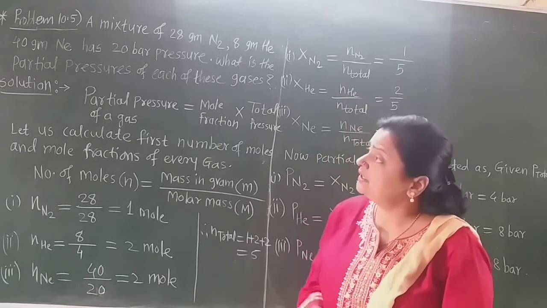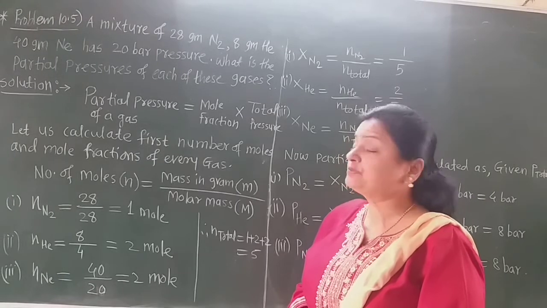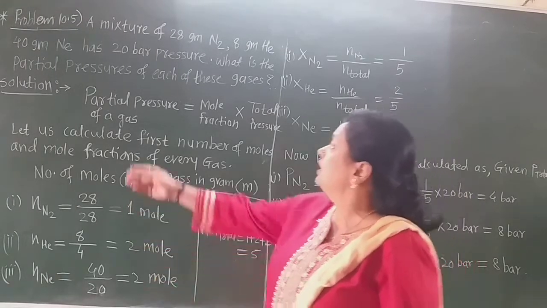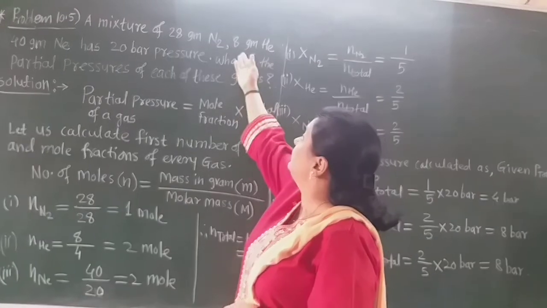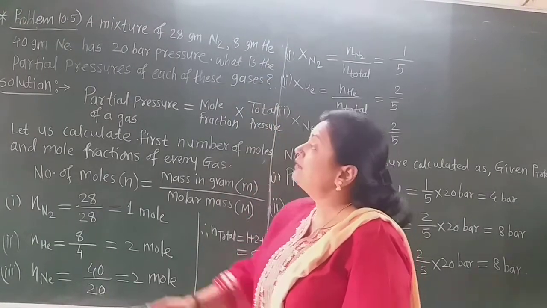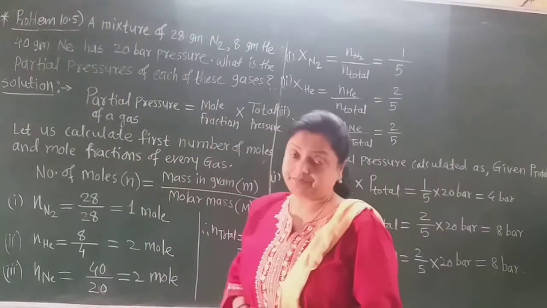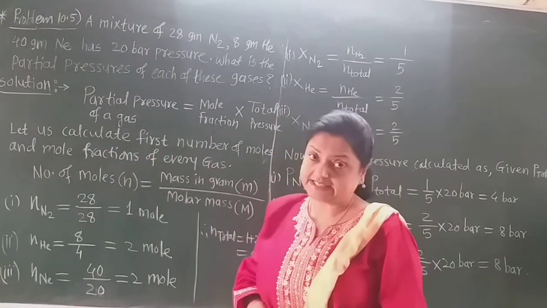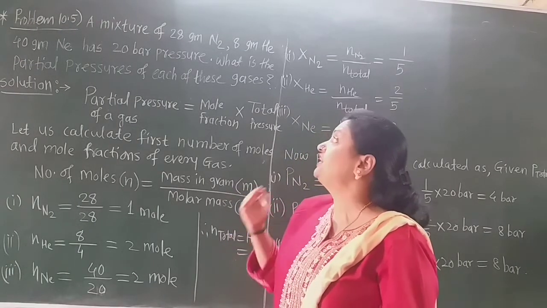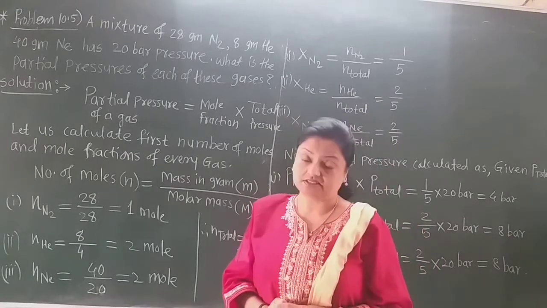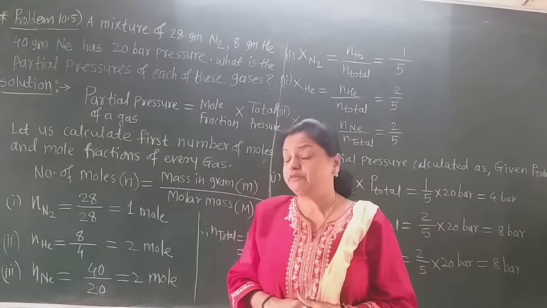Now let us study the numerical on Dalton's law. In this problem number 10.5, a mixture of 28 gram of nitrogen, 8 gram of helium and 40 gram of neon has 20 bar pressure. Now the total pressure is given. They ask us what is the partial pressure of each of these gases.